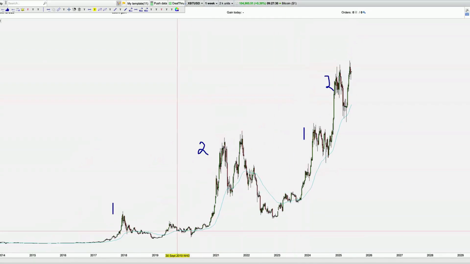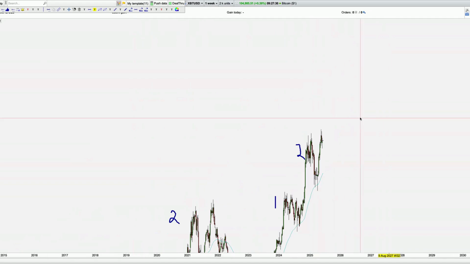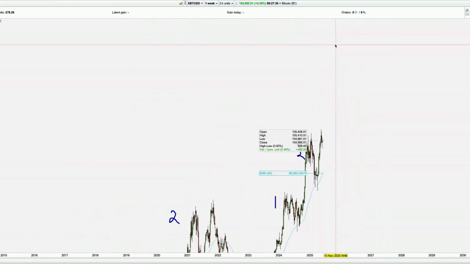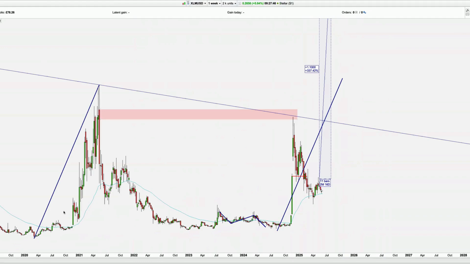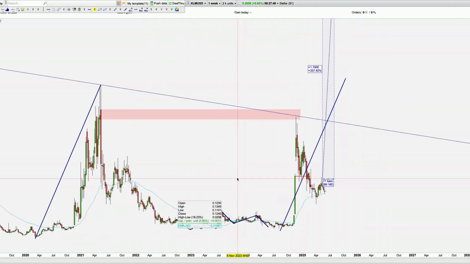Bitcoin, trying to do something. We've got 1, 2. Is it going to give us more? We're definitely in the final throes. 1, 2. Is it going to be a ridiculous explosion higher? We'll wait and see. I wish the same could be said for Stellar, but Stellar is still dogging it down at the lows.